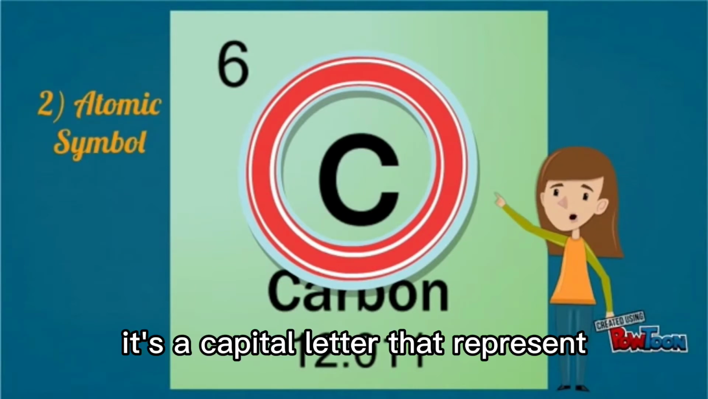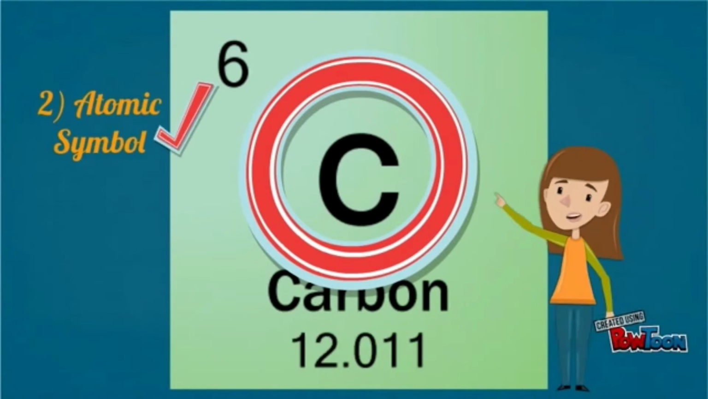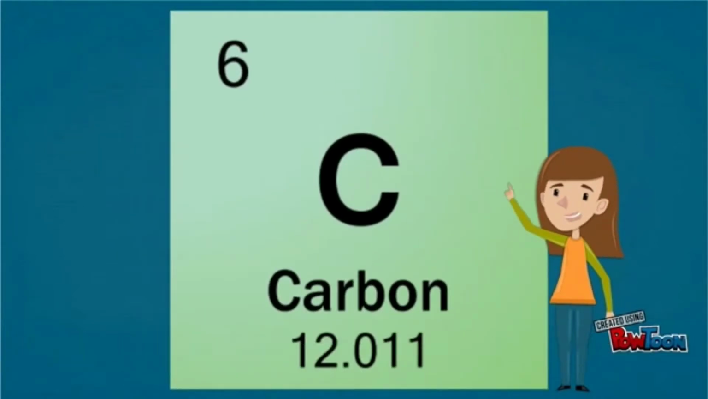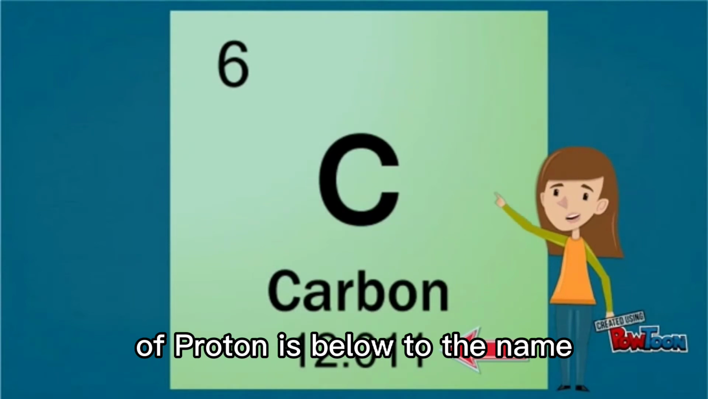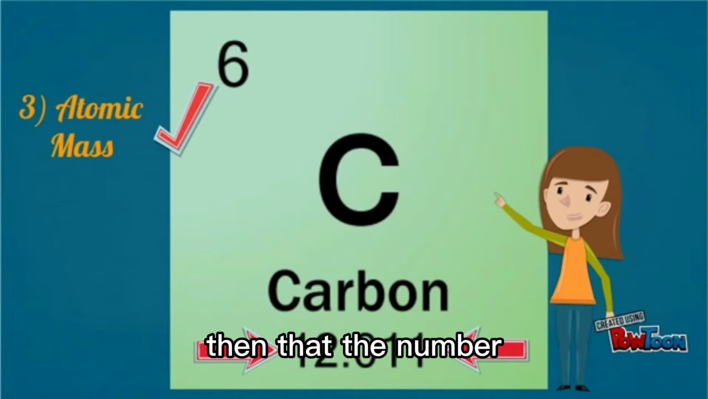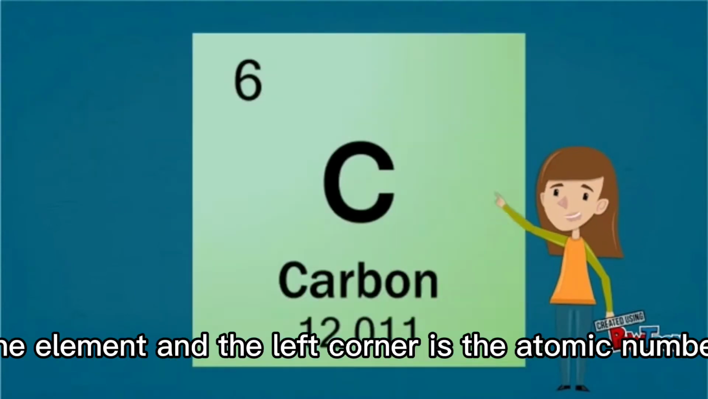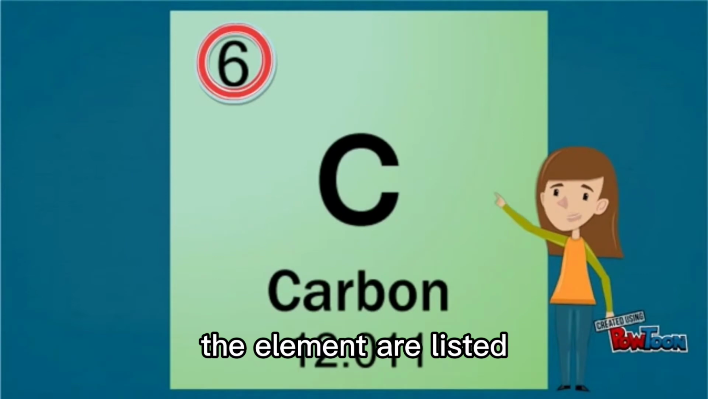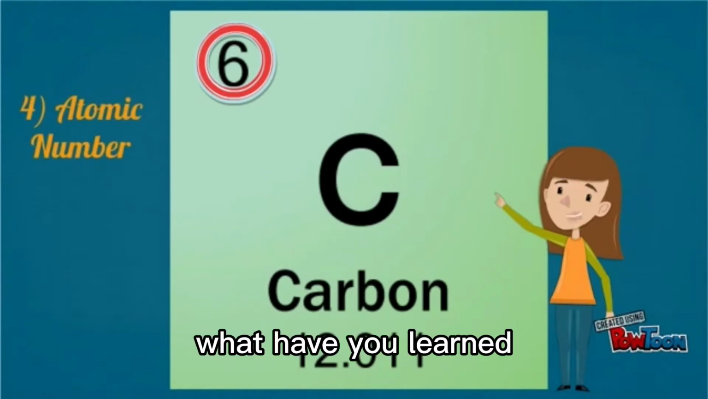In the middle, there is a capital letter that represents the element. The atomic mass and the number of protons are below the name. What we call the atomic mass is the number below the name. Then the number in the top left corner is the atomic number. What have you learned?